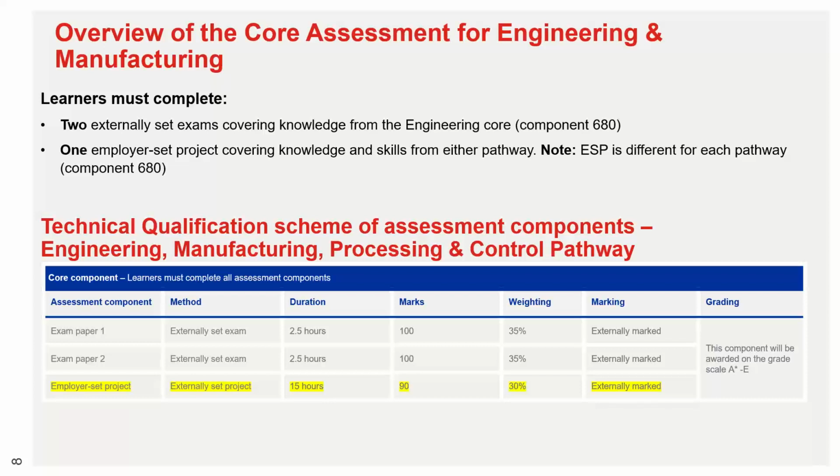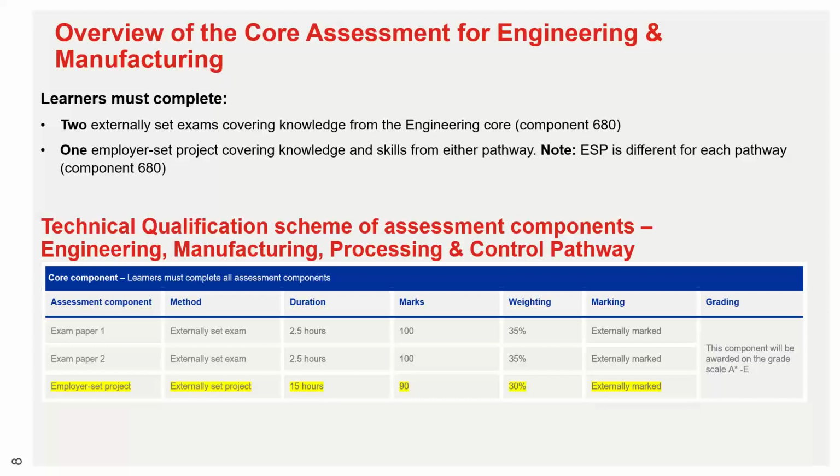So just to clarify for this, the Employer Set Project for the MPC is 15.5 hours in total. It consists of 4 timed tasks, and the mark allocation for the entire ESP is out of 90, and that is weighted at 30% of the overall assessments.